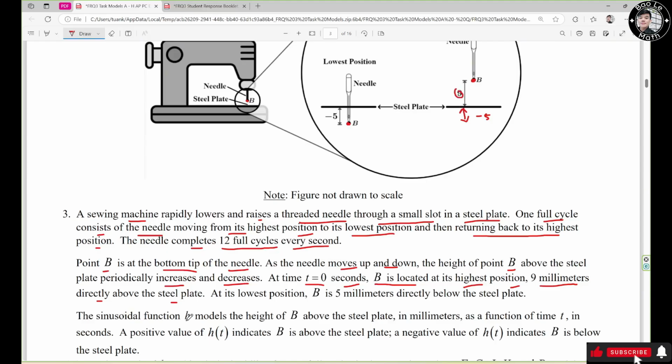The sinusoidal function h models the height of the point B above the steel plate in millimeters as a function of time t in seconds. A positive value of h(t) indicates B is above the steel plate, right? So above the steel plate should be +9. A negative value of h(t) indicates the point B is below the steel plate, so this one really must be -5.